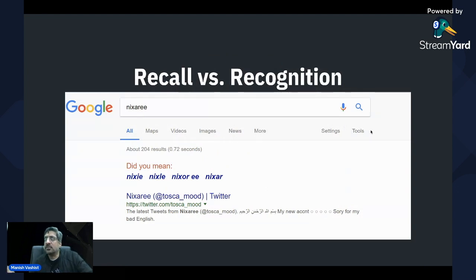Recall versus recognition. Recall is different. Recall is difficult. Recognition is usually easier than recall. The way Google uses it is Google shows you different words. If you mistype a word, it'll show you that word, and okay, that's the word I'm looking for. So usually try and give them options, and then you will find people are good at recognition, right?